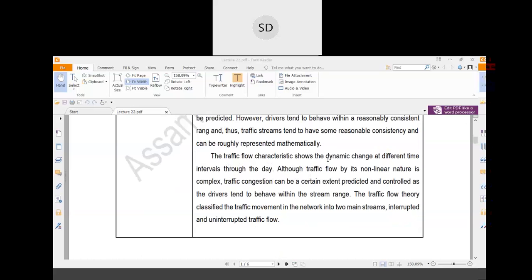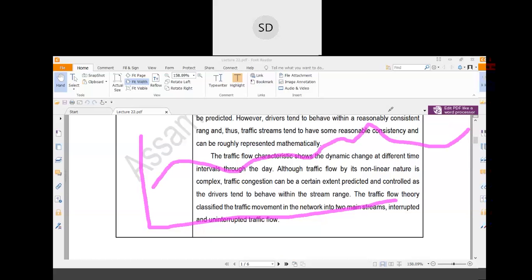Now, this traffic flow characteristic shows the dynamic change at different time intervals through the day. So if you go for a traffic volume study, first you have to find out the traffic volume at different time intervals. Suppose from 9 to 10, what is the total traffic volume? From 10 a.m. to 11 a.m., what is the traffic volume? And ultimately, you have to plot a graph corresponding to the different traffic volumes, and that will give you an idea about the dynamics. Dynamic means that particular factor which changes with time. So here traffic volume also changes with time. How you visualize this traffic characteristic will be included in the traffic flow theory.